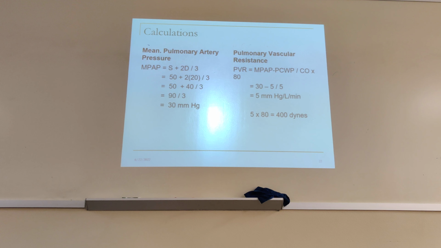And then I can calculate my pulmonary vascular resistance now. So it will be my mean PAP minus my wedge pressure divided by cardiac output. So that will be 30 minus 5 divided by 5. That will be 5 millimeters of mercury per liter per minute. And then I convert that to dynes. I have to multiply by 80, and that will give me 400 dynes. Any questions?